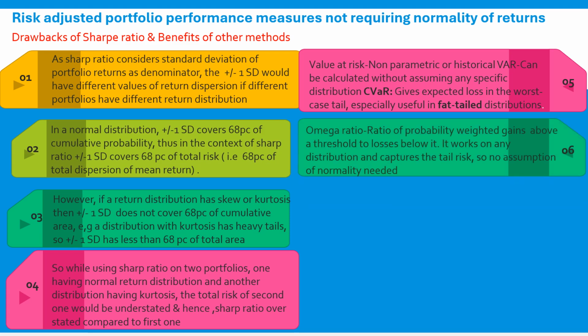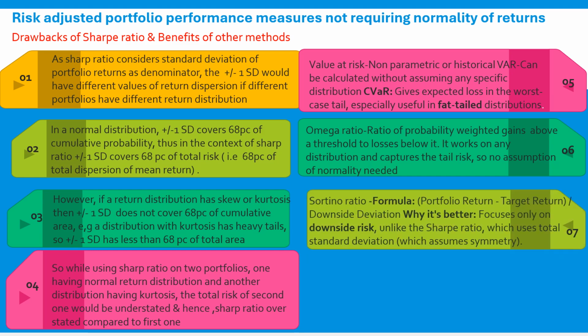Omega ratio is the ratio of probability weighted gains above a threshold to losses below it. It works on any distribution and captures the tail risk, so no assumption of normality is needed. Sortino ratio, formula: portfolio return minus target return divided by the downside deviation. Why is it better? Because it focuses only on the downside risk, unlike the Sharpe ratio, which uses total standard deviation, which assumes symmetry.